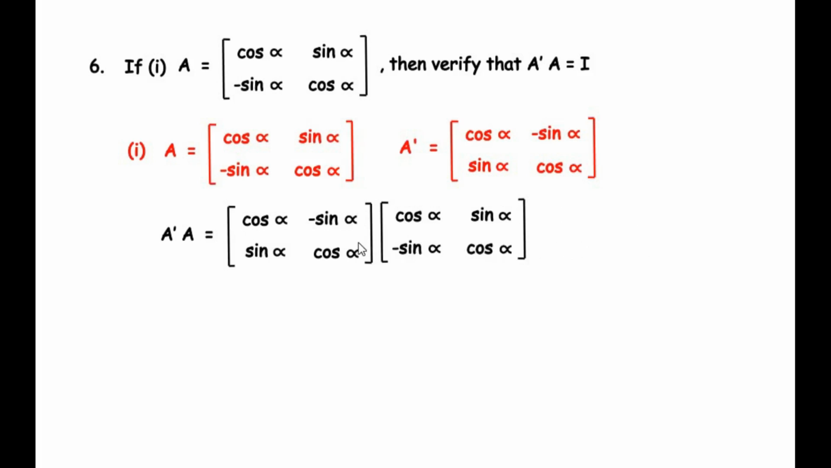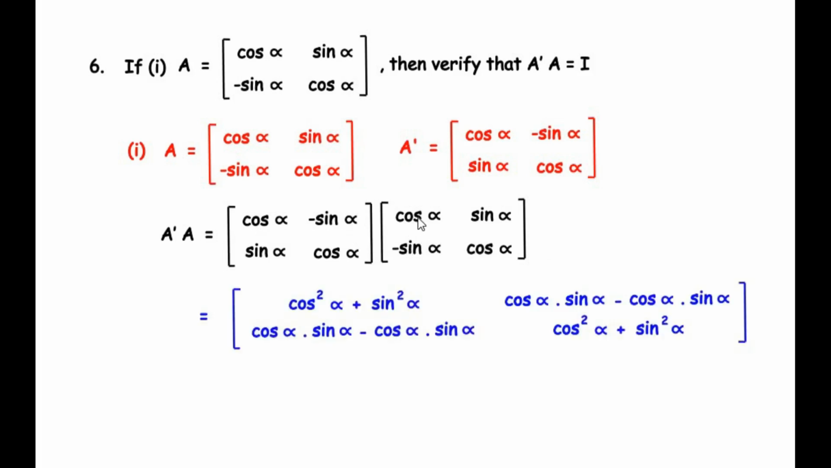So let us start with the multiplication. Starting with first row and first column multiplication, cos alpha times cos alpha gives us cos square alpha, plus minus times minus is plus again. So plus sin alpha times sin alpha gives us plus sin square alpha. Now the first row and second column, cos alpha times sin alpha is written over here, plus with a minus gives us minus. So minus sin alpha times cos alpha gives us minus cos alpha sin alpha.